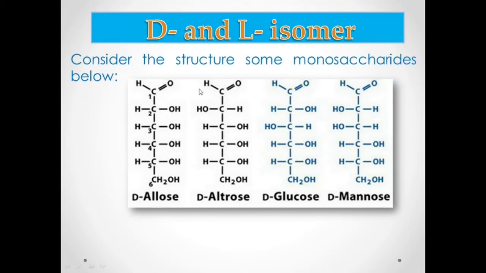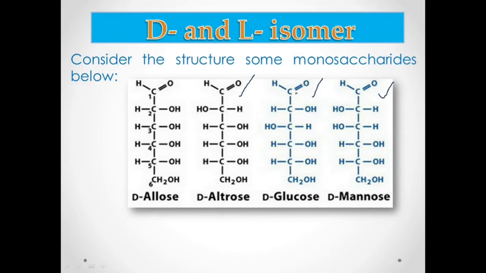Another type of stereoisomer. So, consider the structure of some monosaccharides below. Consider this structure. When you look at the glucose and the altrose, oh no, let's go first to D-glucose and D-mannose. When you look at D-glucose and D-mannose, what have you found out?